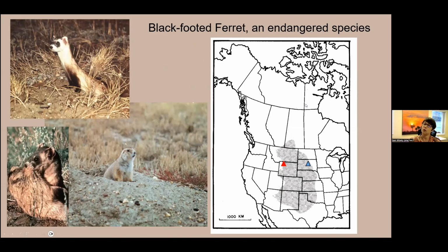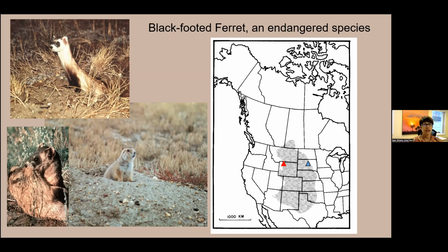So let me just give you a little bit of history of the black-footed ferret and tell you why it is endangered. So black-footed ferrets are one of 3 ferret species found worldwide. They're the only ferret found in North America. They live in the central grasslands of North America. And those grasslands in the early 20th century were largely converted into agriculture.